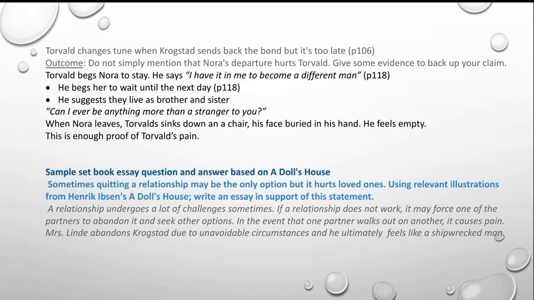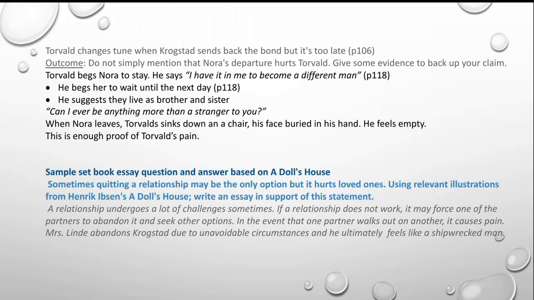Let's look at a sample set book essay question and answer based on A Doll's House. And of course, we're going to respond to this question, assuming that we are responding to the same prompt. So here you go. Sometimes quitting a relationship may be the only option, but it hurts loved ones. Using relevant illustrations from Henrik Ibsen's A Doll's House, write an essay in support of this statement.